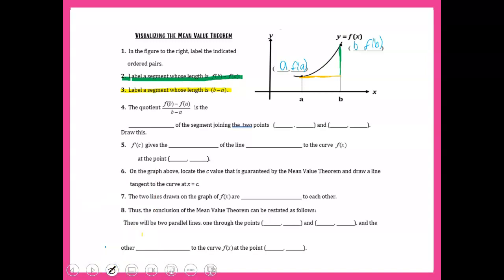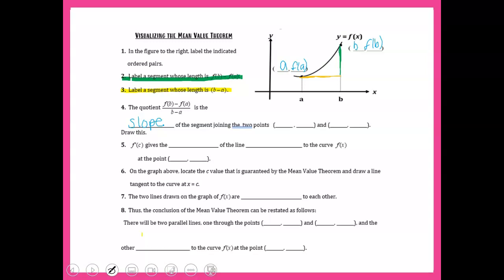a. The quotient would then be f of b minus f of a, and that would represent what? You do f of b minus f of a over b minus a. It's kind of a fancy way of doing y2 minus y1 over x2 minus x1. So what does that represent? Well, yes, a fancy one is slope of the secant, but in terms of this problem, it just represents the slope between 2 points.